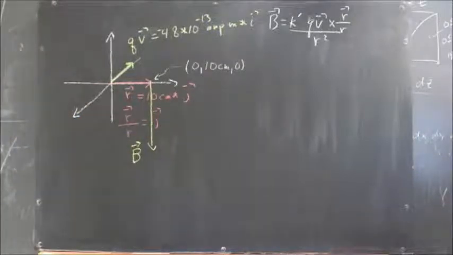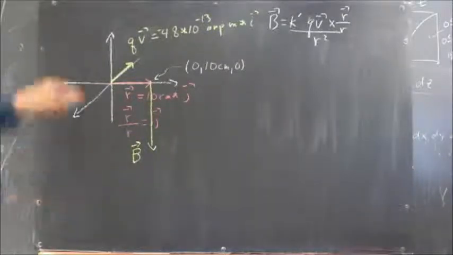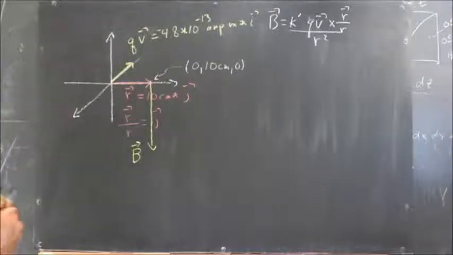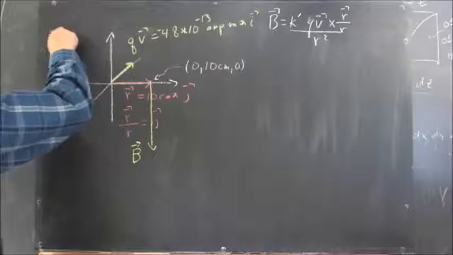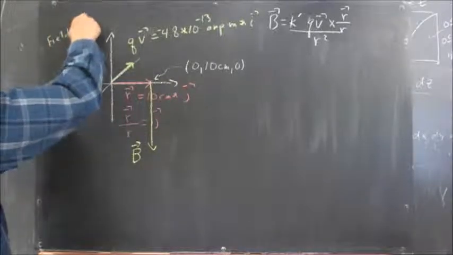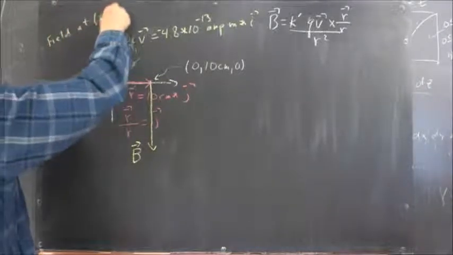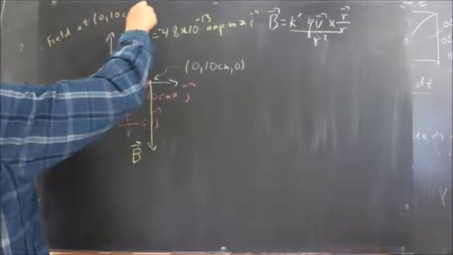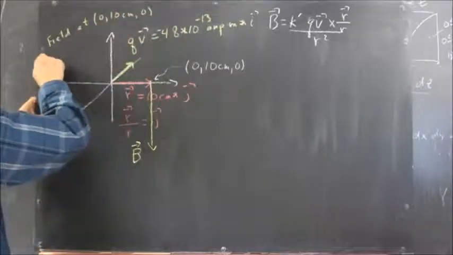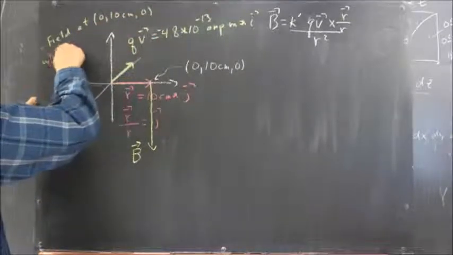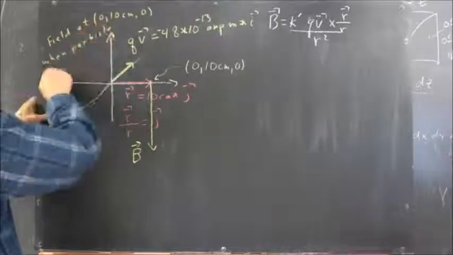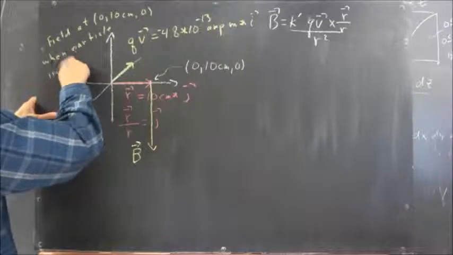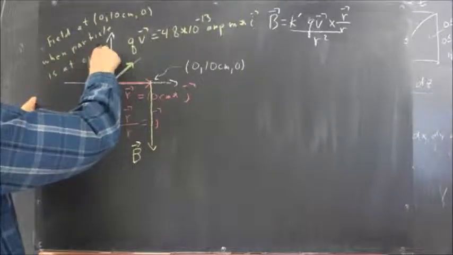And we want to calculate the field when the particle is at the x-axis. So we want the field at 0, 10 centimeters, 0, and the particle is at the origin.